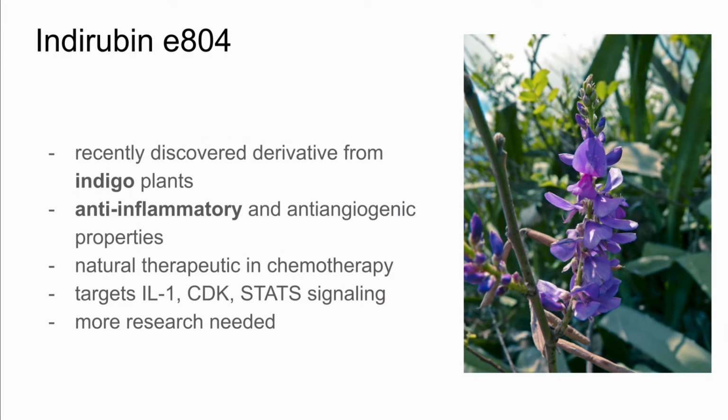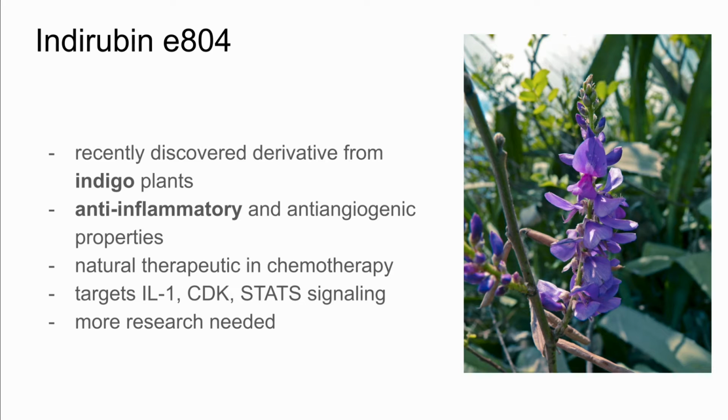Indirubin E804 is an extract of the indigo plant used medicinally to treat inflammatory diseases because of its numerous anti-inflammatory and anti-angiogenic properties. Studies between human diseases and indirubin are limited because of its recent introduction into the scientific community, so far showing that it can efficiently decrease inflammation without leaving lingering chemicals or toxins in the body.